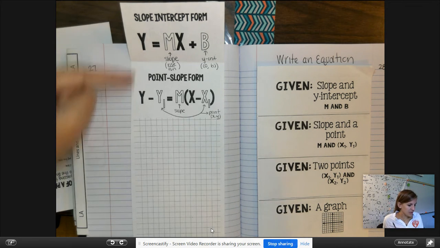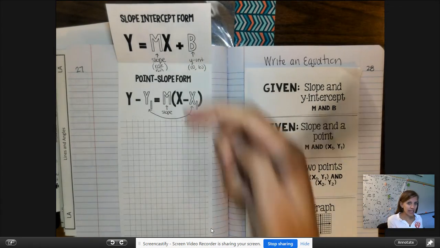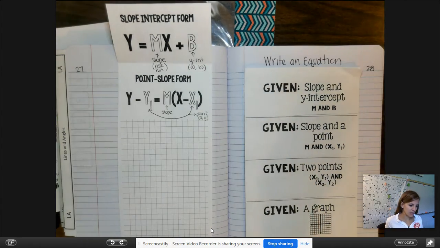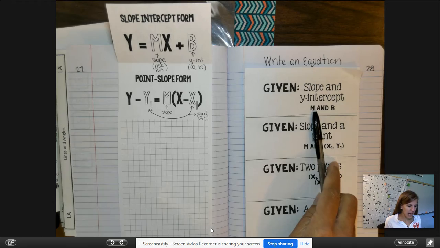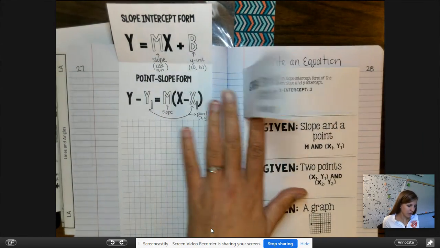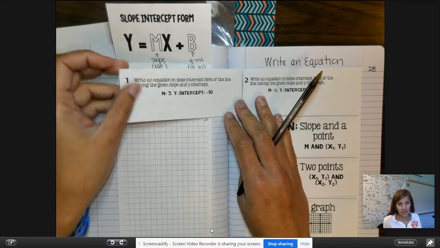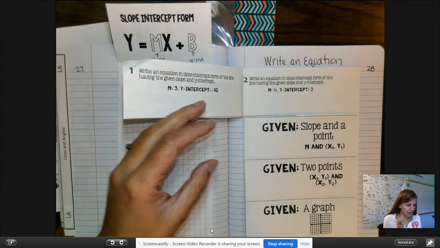So I go over this first just to talk about over here. If I want to write an equation, I can write it in either one of these forms. So if I'm lucky enough that they tell me the slope and the y-intercept, then I can just plop it into slope-intercept form. So what I'm going to do, you guys, is I'm going to do half these examples, and then we're going to do the rest together in class tomorrow.